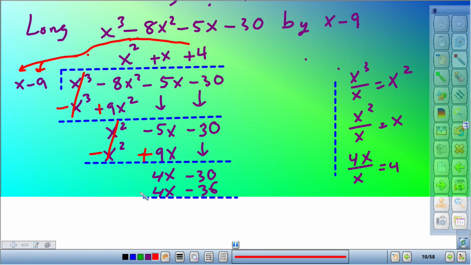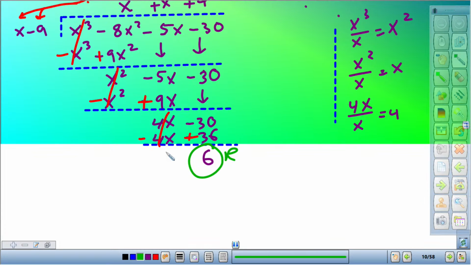I change the sign. Don't be afraid. Change the sign. So this is going to go bye-bye, and this is going to leave me with 6 as the remainder. The remainder of this problem is 6. That's the R. That's the remainder.